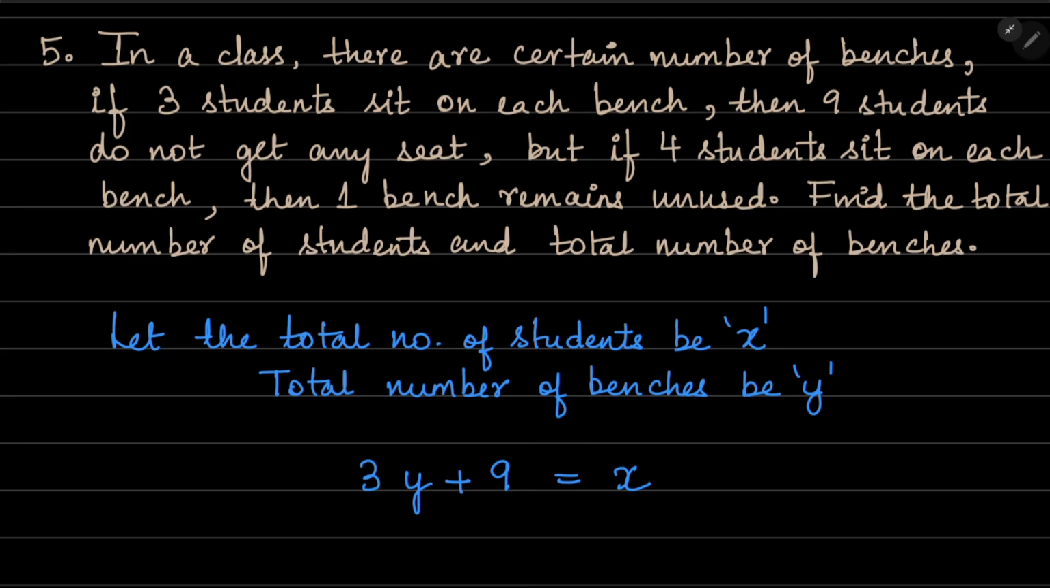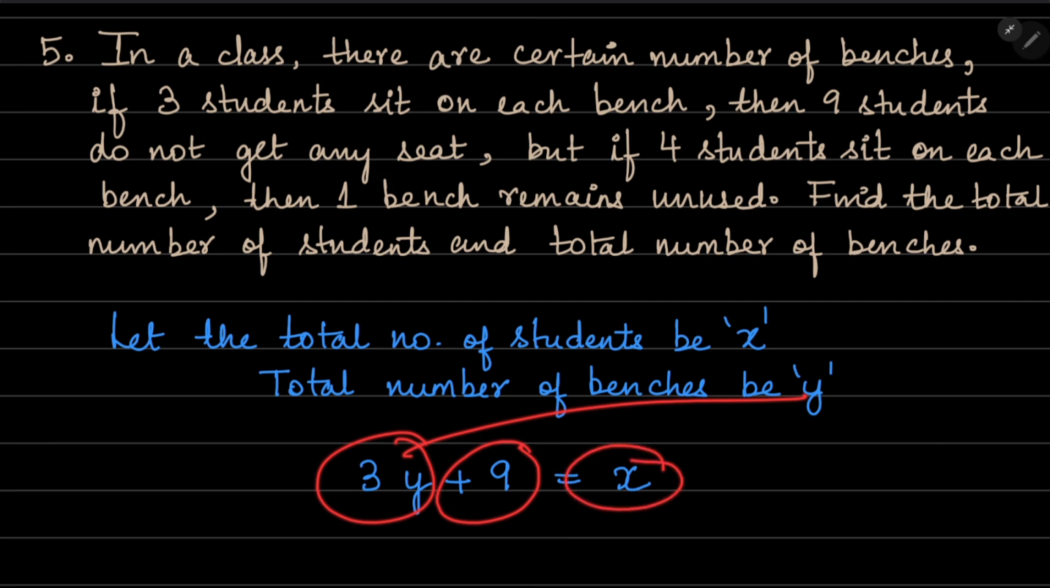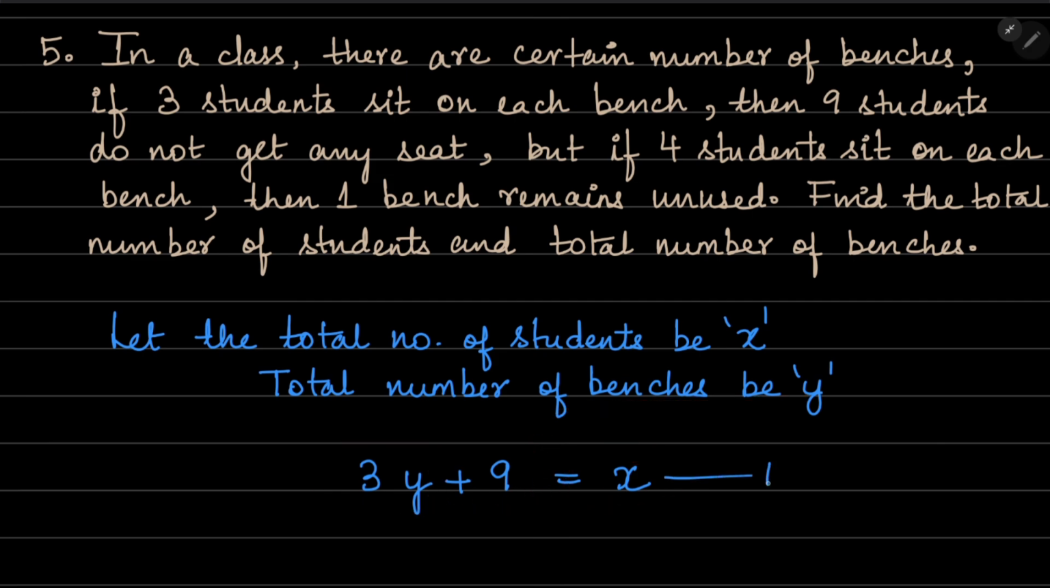The number of students sitting in y benches is 3y. Along with that, there are 9 students who do not have a seat to sit, so you have to add the 9 also. In the total number of students, those 9 students who did not get to sit are also a part of that x number of students. So 3y, the number of students sitting in y benches, plus 9 students who did not get a bench to sit will be equal to your x. Now this is your equation 1.